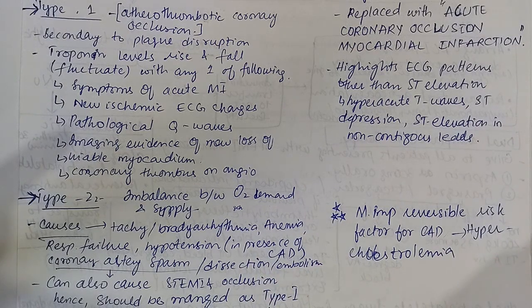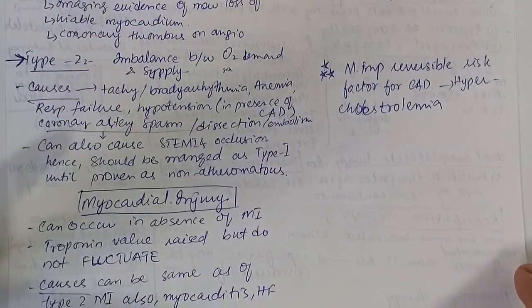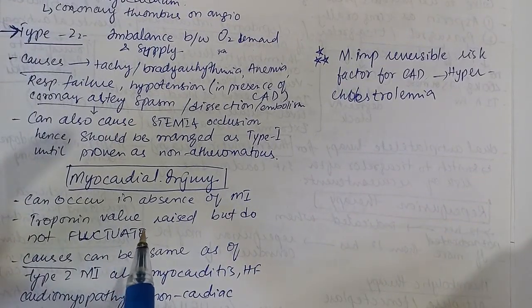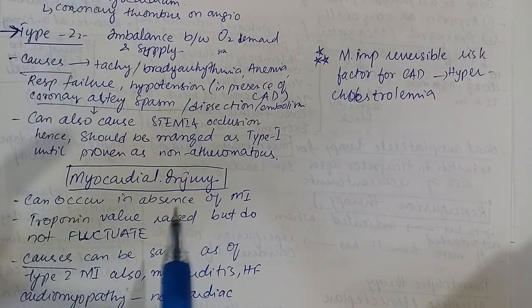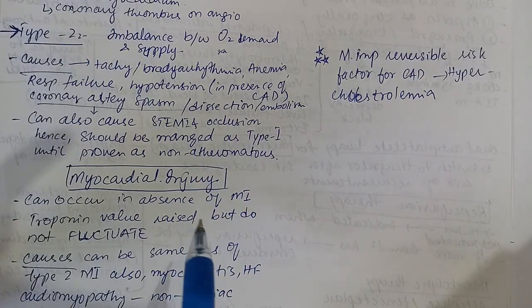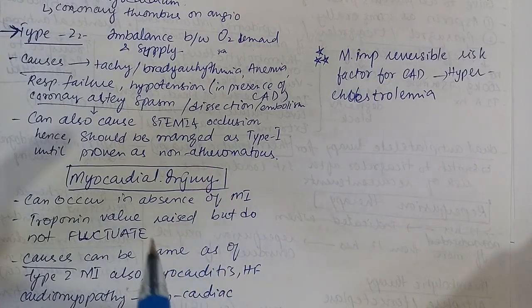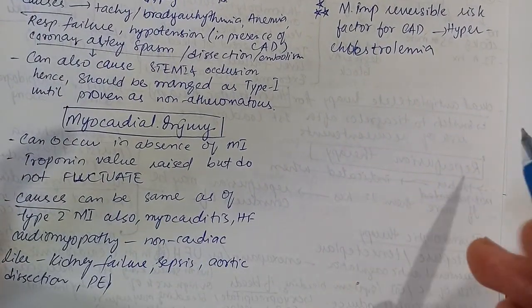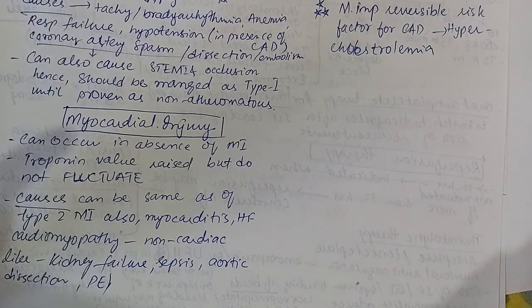These can also cause STEMI, and the occlusion hence should be managed as type 1 until proven as non-atherosclerotic myocardial infarction. So, what is myocardial injury? Myocardial injury can occur in the absence of myocardial infarction, and in this case, troponin values are raised, but they do not fluctuate. So, the difference is that in myocardial infarction, the levels of troponin are fluctuating, but in myocardial injury, they do not fluctuate. The causes can be the same as type 2 myocardial infarction, also myocarditis, heart failure, cardiomyopathy, and non-cardiac causes like kidney failure, sepsis, aortic dissection, and pulmonary embolism.